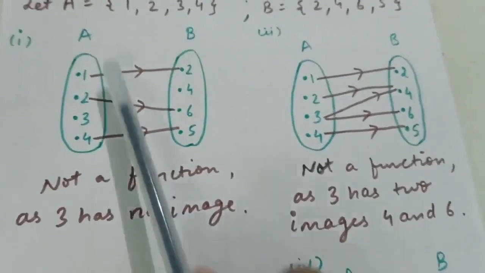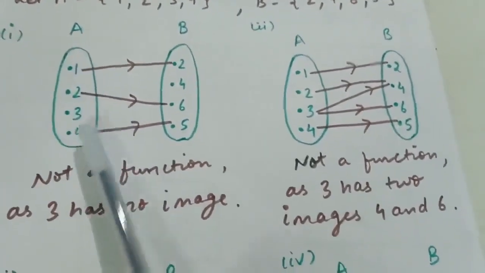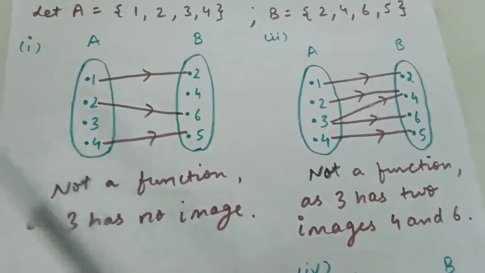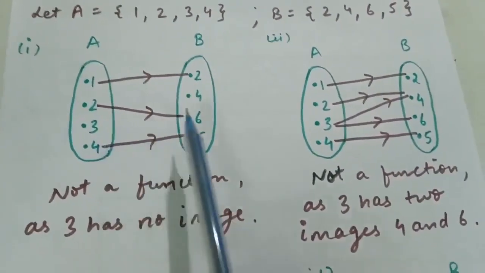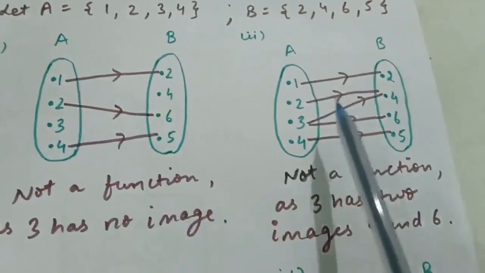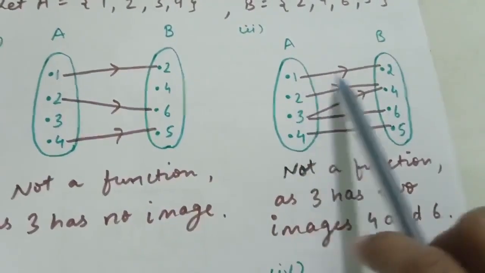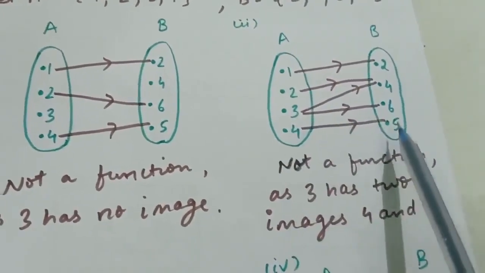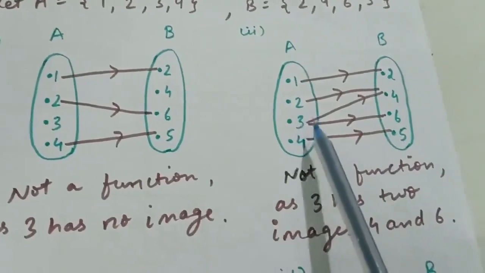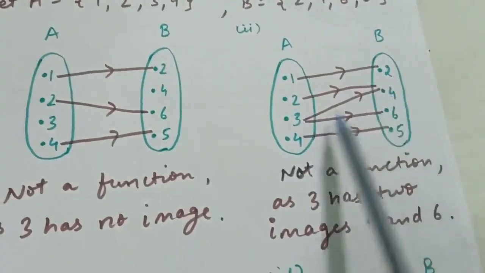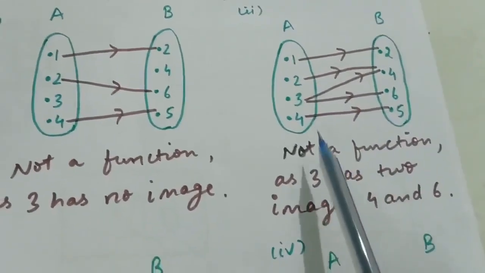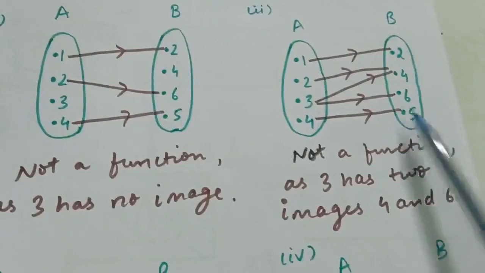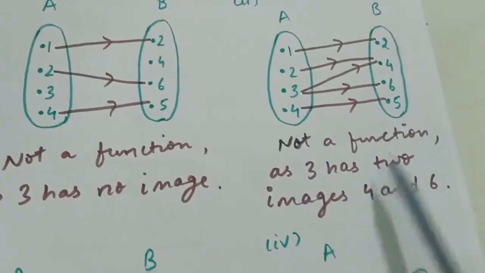Now to check if it is a function, every element of A must have a unique image in B. As we can see, the first is not a function as 3 has no image in set B. In the second, 1, 2, 3 and 4 all have images in B, but 3 has two images, 4 and 6. The definition of a function says that each element of A should have only one image in set B. So it is not a function as 3 has two images, 4 and 6.